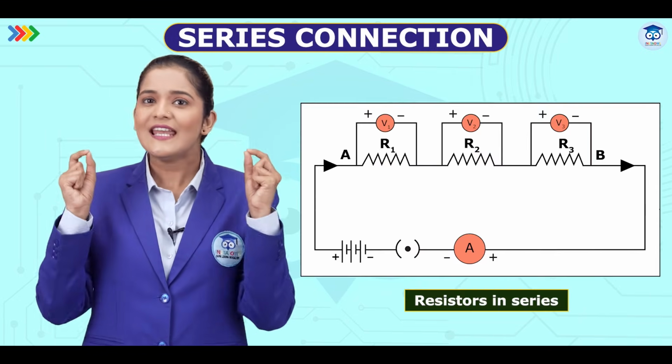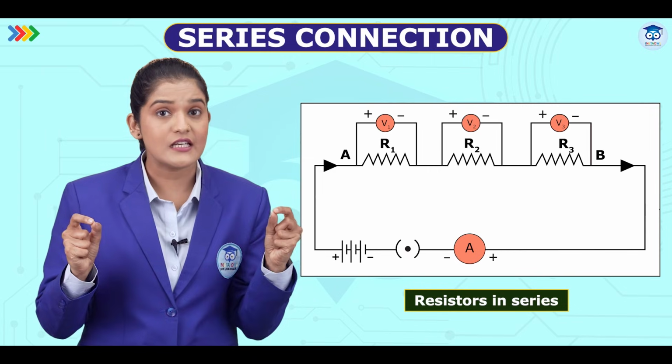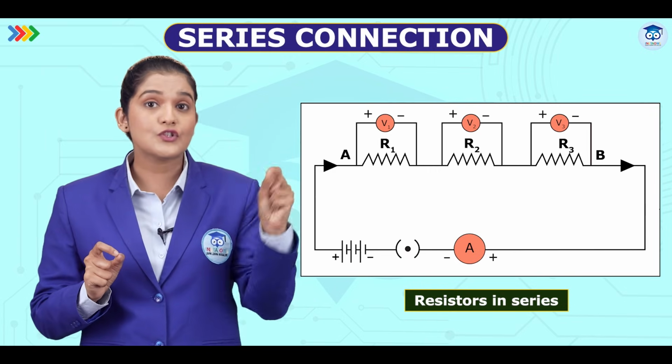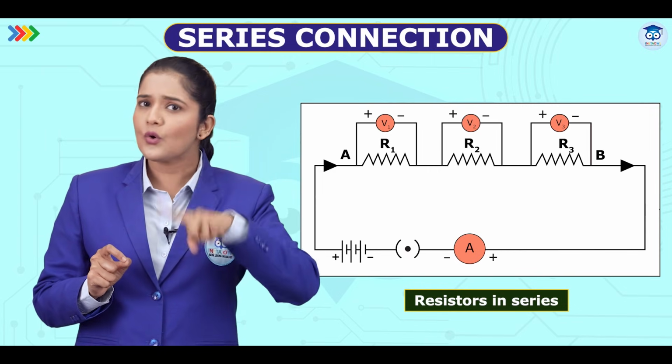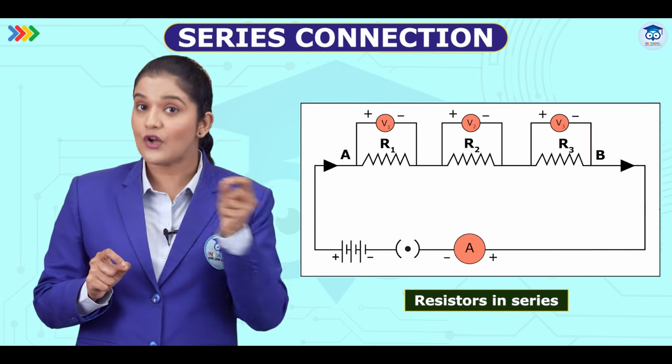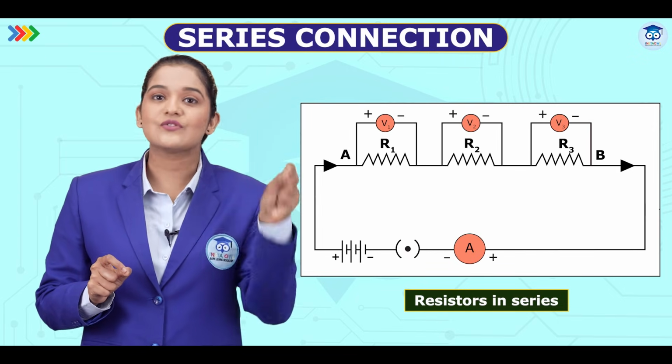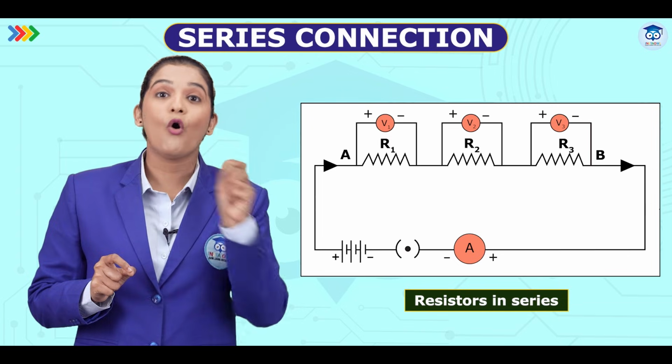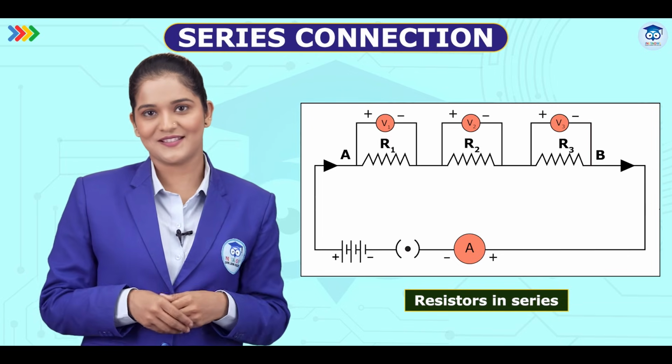In summary, in a series connection of resistors, the same current flows through each resistor, the total voltage is divided across the resistors, and the total resistance is the sum of all individual resistances.